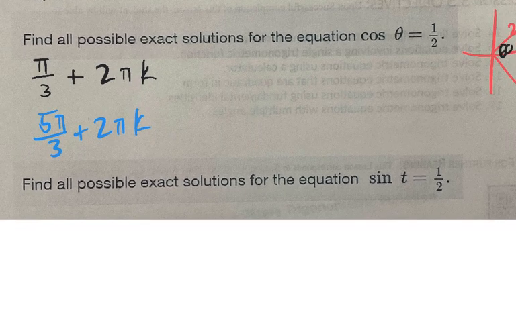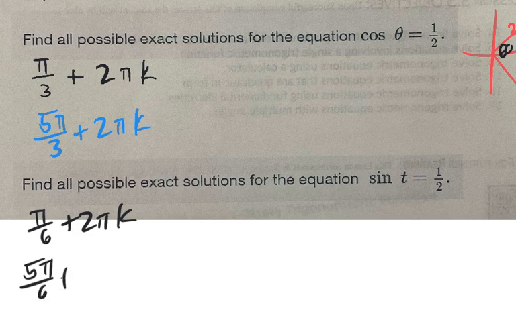Sine of t is a half. So what's t? Pi over 6 plus 2 pi k. And second quadrant, sorry. That's right. Why are they all 2 pi k? Because it's 2 pi before we get back to our answer.